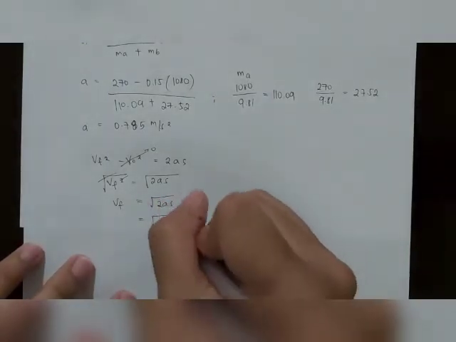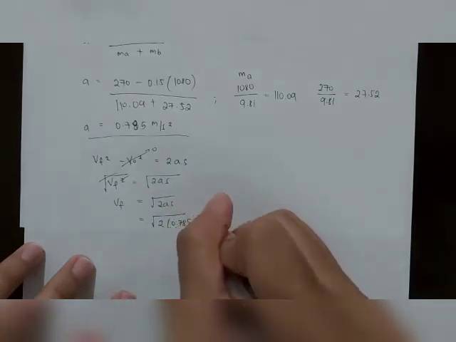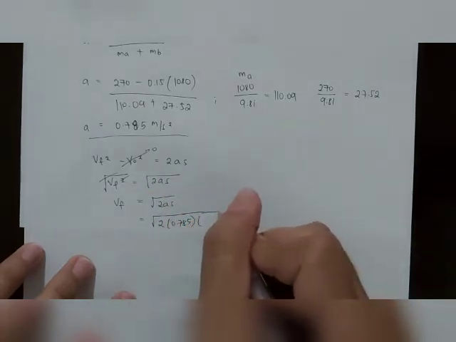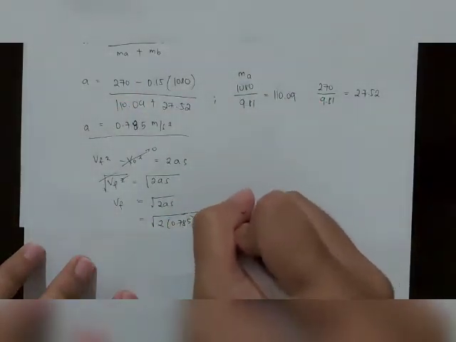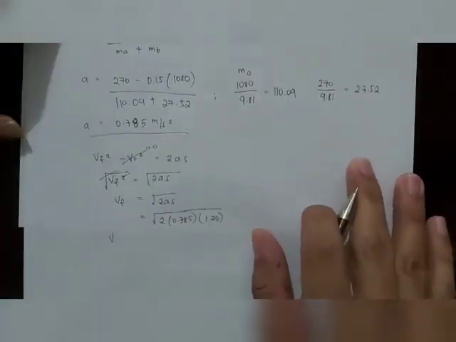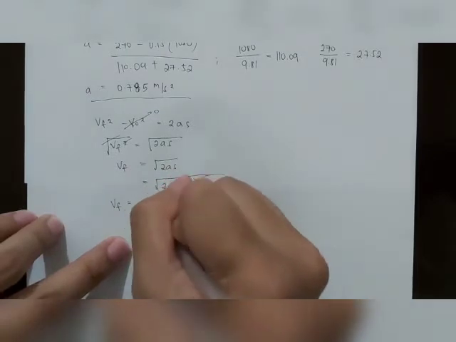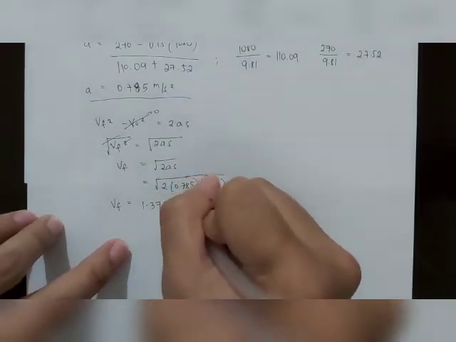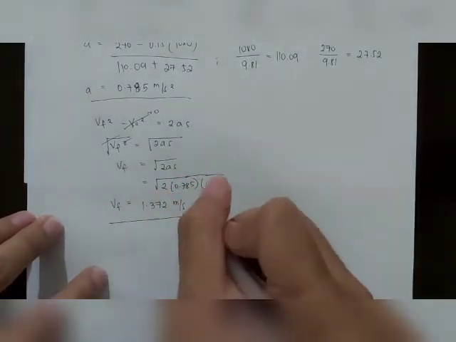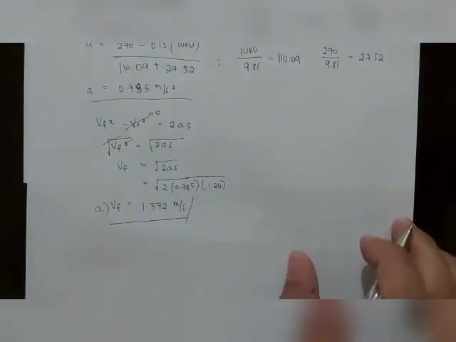where acceleration is equal to 0.785 times the distance, which is 1.20 meters. So we have the striking velocity of B on the floor, which is 1.372 meter per second. So this is the answer for letter A, the striking velocity of B on the floor.